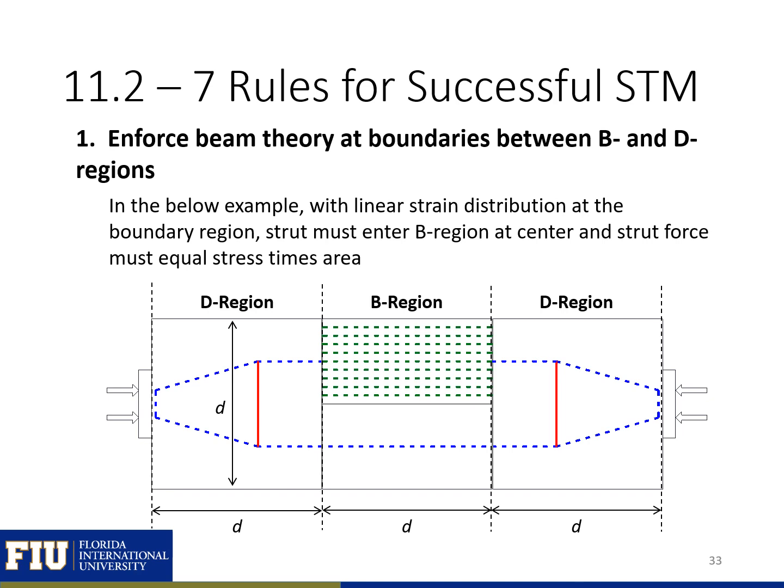The first is that we need to enforce beam theory at our boundaries between B and D regions. In our example below, we have a linear strain distribution at the boundary region. So we assume that we have linear strain distribution across the whole depth. We need to make sure that our elements come in at the center of the linear strain or linear stress distribution. And we need to make sure that the force here is equal to the total force within this stress distribution here.